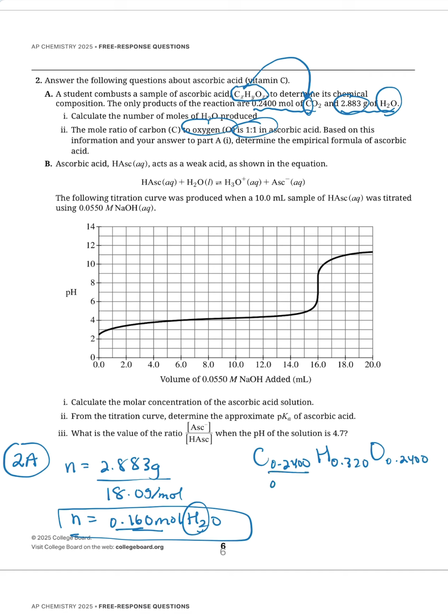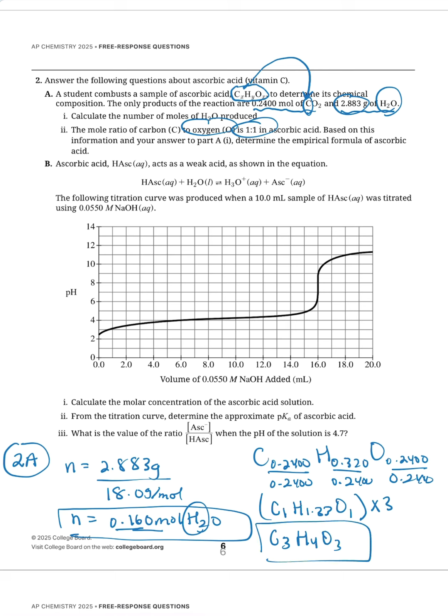We're going to divide all of these by 0.2400 to try to make this a whole number. And when I do this, I'm going to get C1 H1.3301. I still have a decimal in my answer, so I'm going to multiply this by a whole number, and in this case I'm going to multiply it by 3. That's the smallest whole number I can use to get rid of the decimal, and that will give me C3H4O3. This is the empirical formula of ascorbic acid.